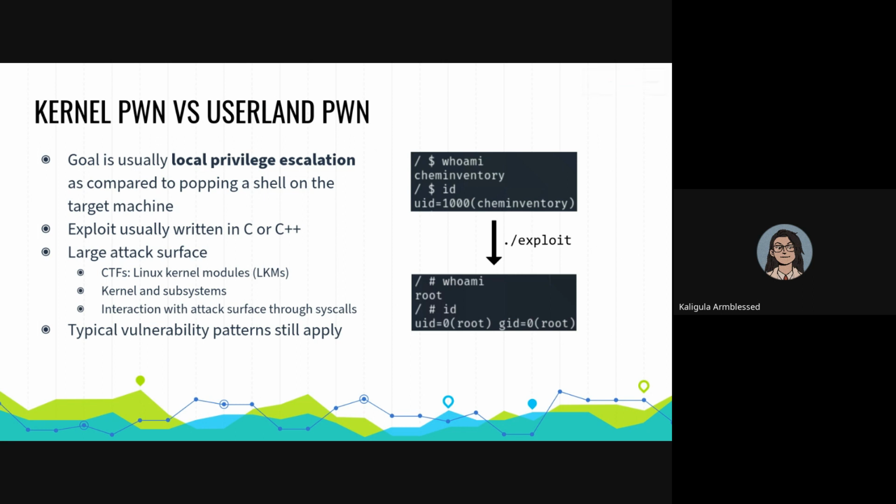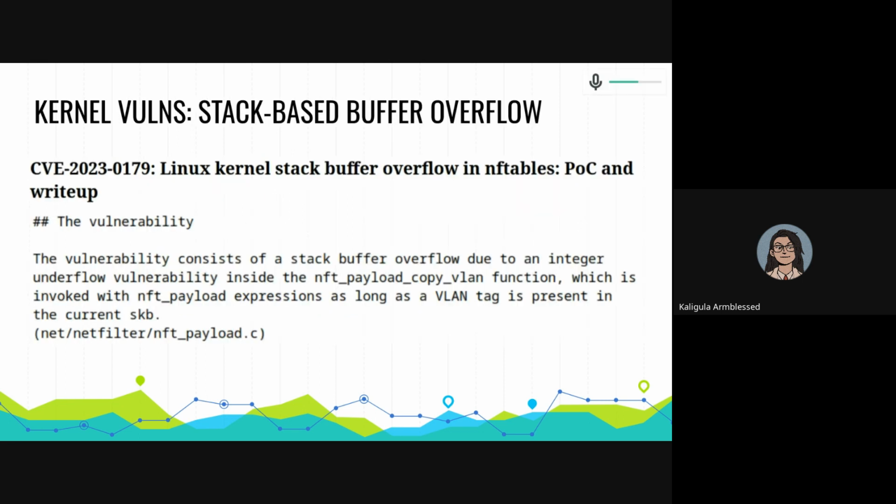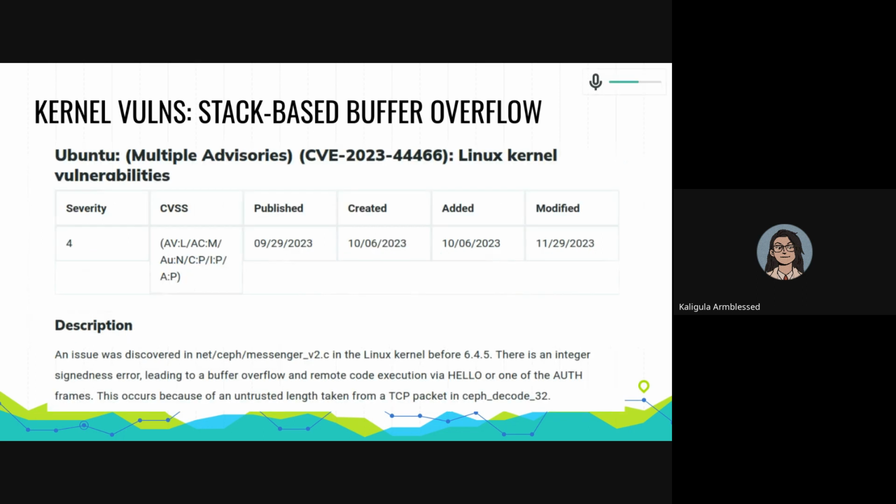So typical vulnerability patterns still apply. For example, in user land, we'll see a lot of buffer overflows or use after frees, and these things are also present in the kernel. So for example, like certain 0 days that have existed, for stack-based buffer overflow, someone found a buffer overflow in nftables, which is basically the firewalling system in the kernel. And this is another buffer overflow bug found in net.